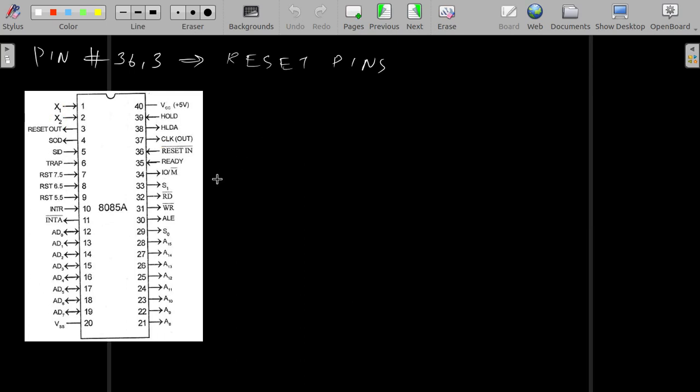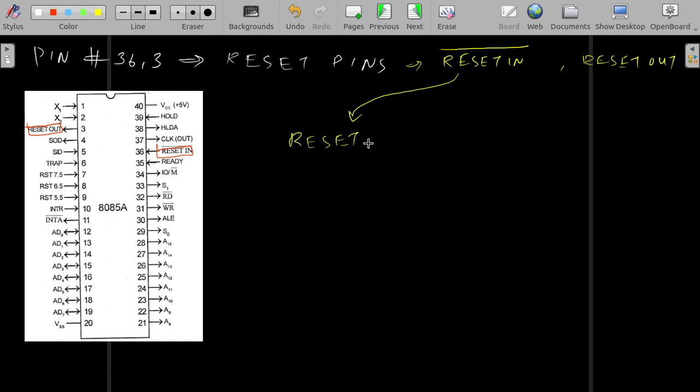Pin number 36 is reset in, and pin number 3 is reset out. So we have reset in and reset out. Obviously from the name itself you can identify the purpose of this. This is used to reset the microprocessor, the 8085 microprocessor.